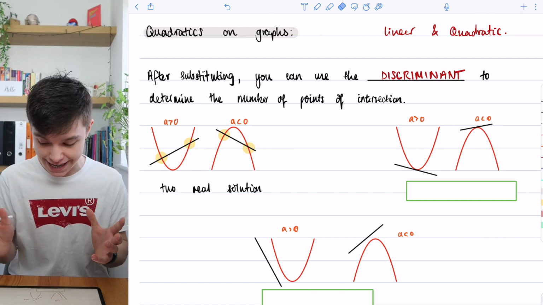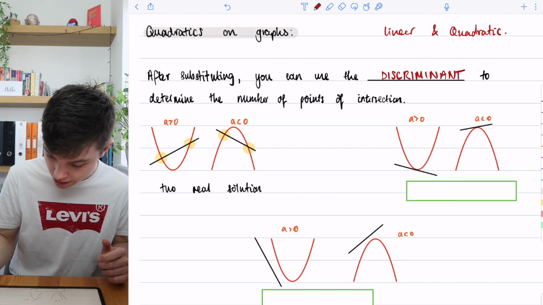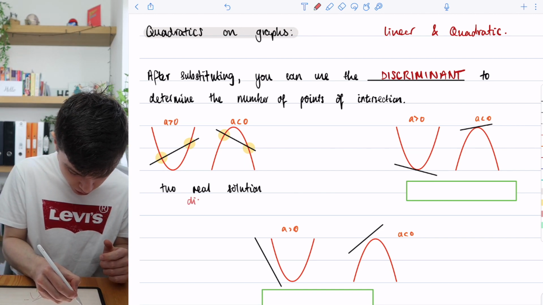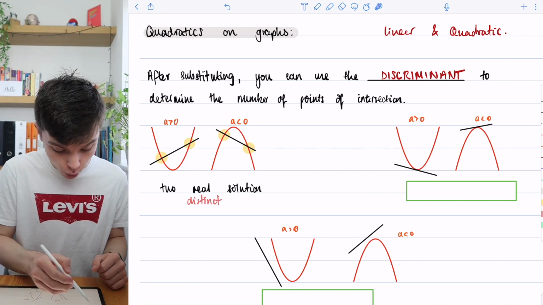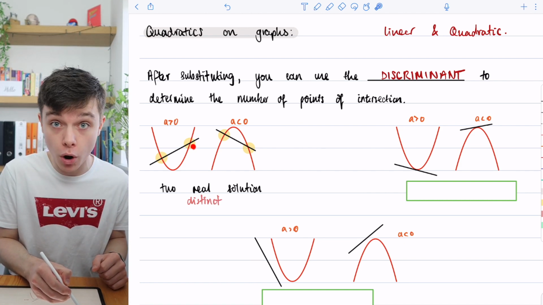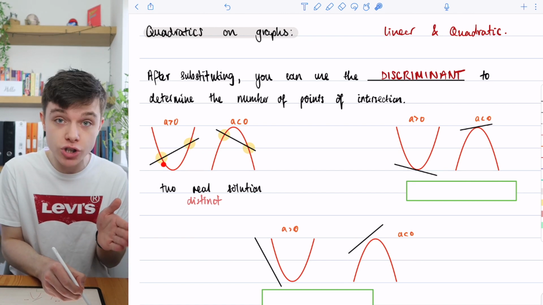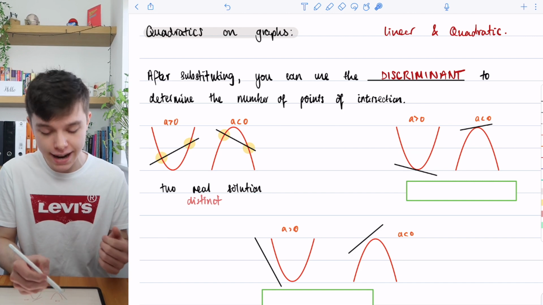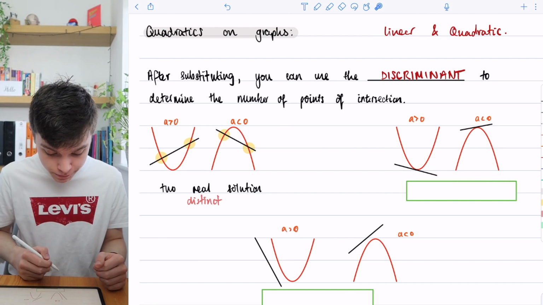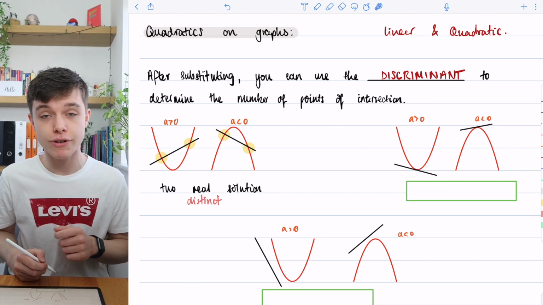They're going to be distinct, and I could add that in here. Distinct would be quite a good word. 2 distinct real solutions. They are different. One coordinate is here and one coordinate is there. So one solution is this and another solution is this. The same case for the negative quadratic as well. So there we have 2 distinct real solutions.